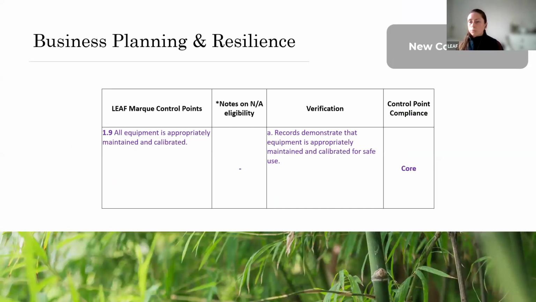Another new control point that we're proposing to add to this section is a control point focused on maintaining equipment appropriately and, where needed, calibrating it. This is to help ensure efficiencies and safety concerns are being met with different equipment being used in the business.